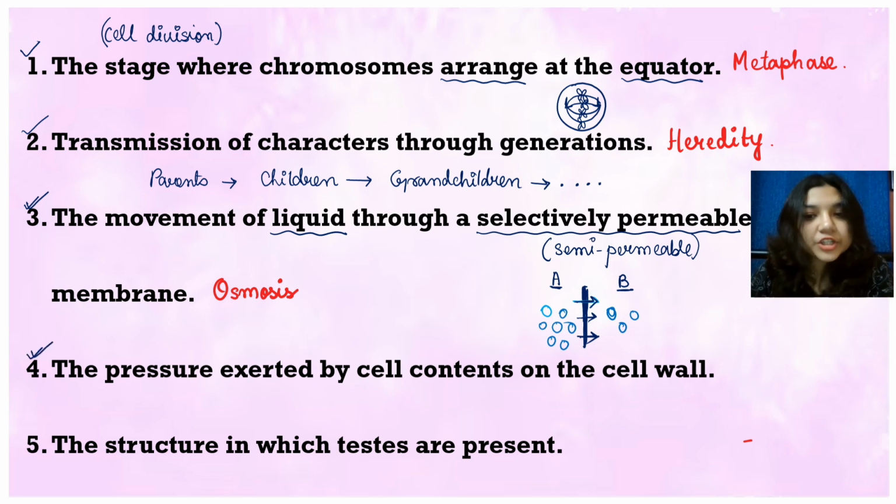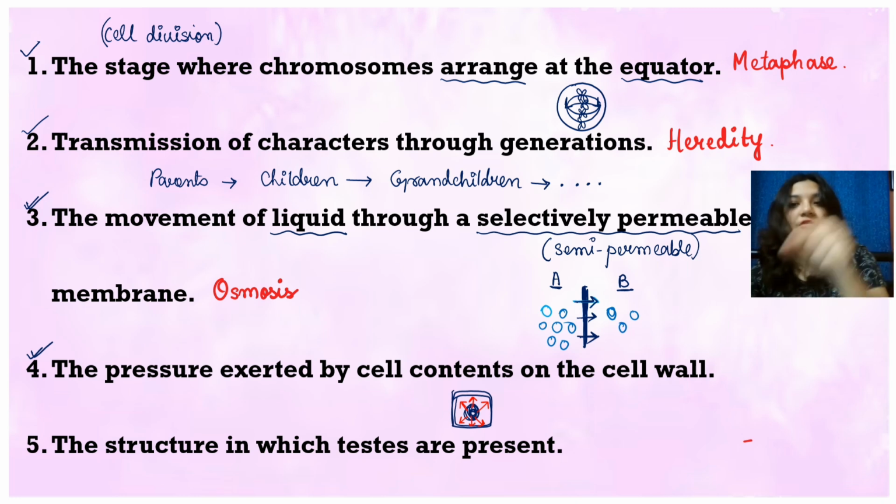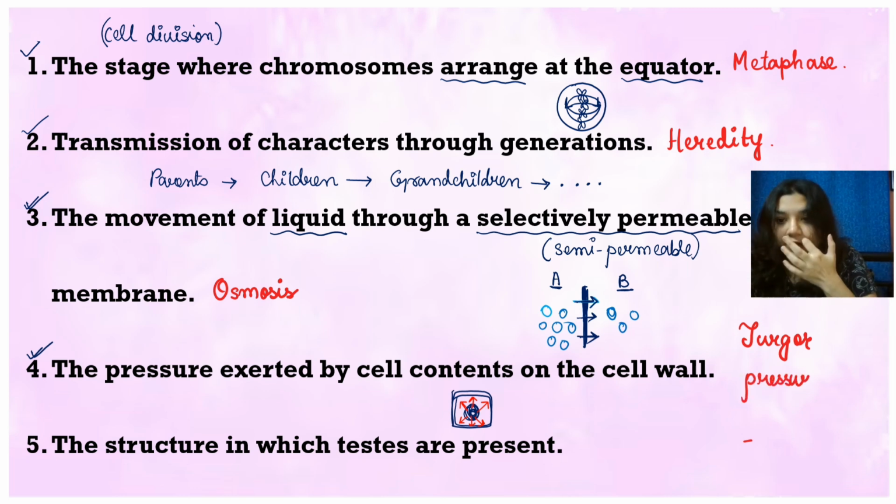Fourth one, the pressure exerted by cell contents on the cell wall. I'll draw a miniature diagram here. Say this is the cell wall, this is the membrane and the further inner contents, whatever is present. Now these contents will give a certain pressure to the cell wall, and alternately the cell wall will also give equal pressure. The pressure that the contents will give on the cell wall is what we call the turgor pressure. If you have written turgor pressure, then that is your correct answer.